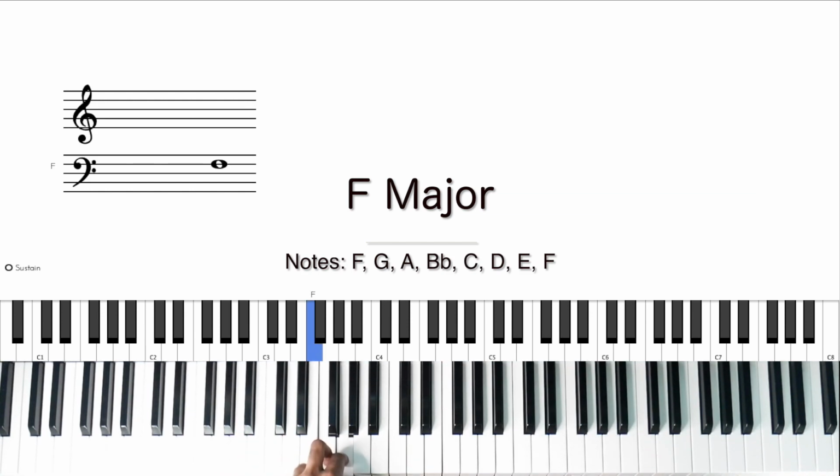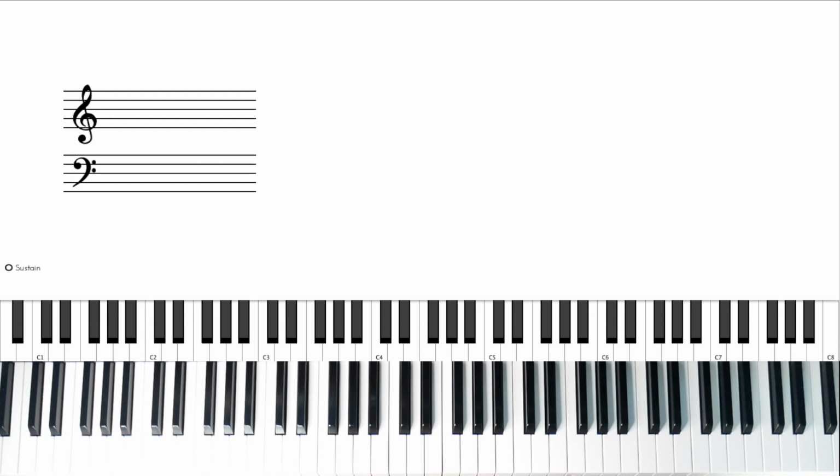So, whole step, whole step. This is a half step now because it's right next to each other. This is going to be a whole step, whole step, whole step, and now last, half step. E to F, they're right next to each other. It's a half step. And that would be the F major scale. We're going to do one more. We're going to do it in G as well.